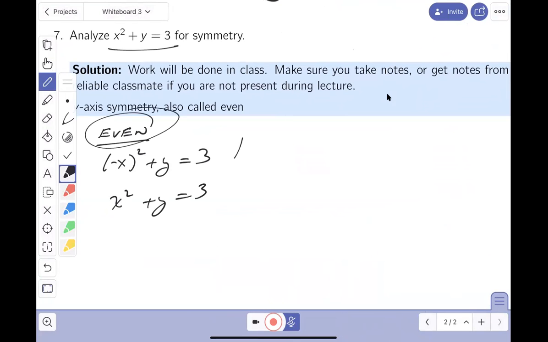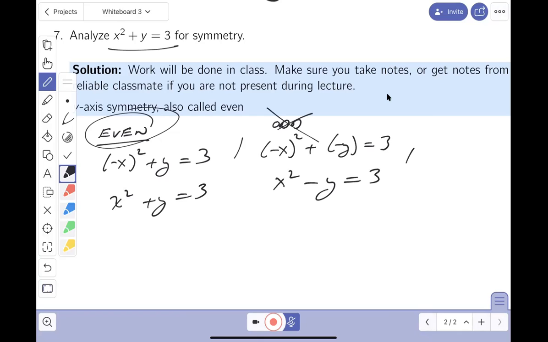Let's see if it's odd. How do I do that? Replace x by minus x and y by minus y. See if you get the same equation. You don't. It's not odd.